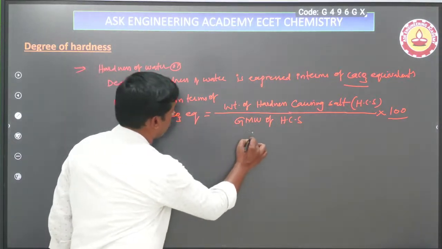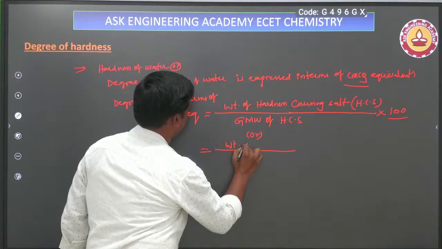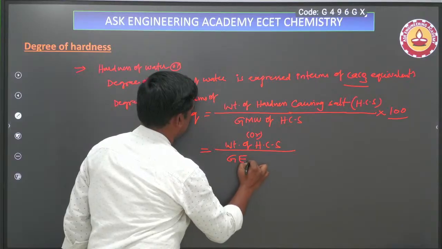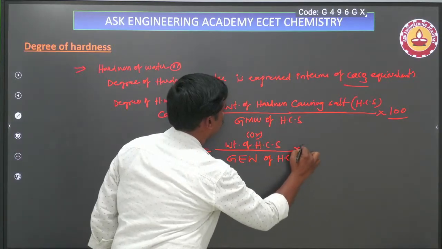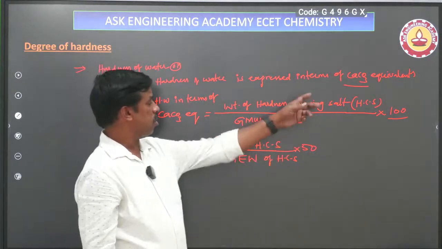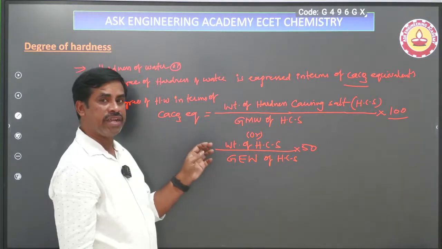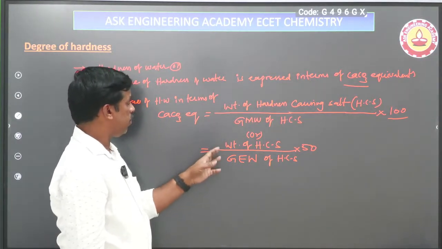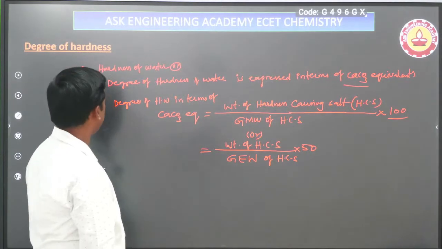One more formula we also have: weight of hardness causing salt divided by GEW, gram equivalent weight of hardness causing salt, multiplied by 50. What is this 50? It is the gram equivalent weight of calcium carbonate. This formula is useful for calculating hardness. Whenever problems are given for calculating hardness, this formula will help to calculate hardness of water.